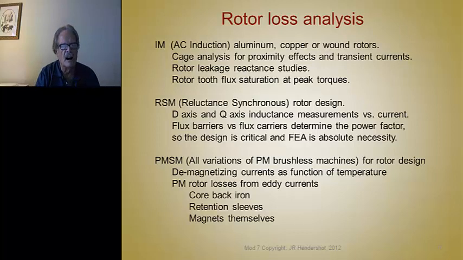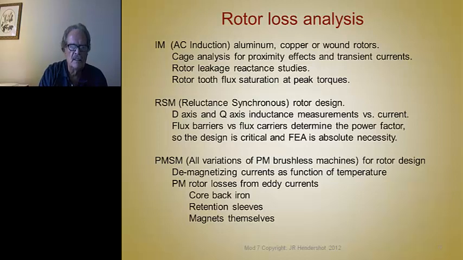Then, of course, for flux vector control of all these machines, accurate predictions of the D and Q axis inductance are very important. And in the case of the reluctance synchronous machine, the saliency ratio is very important, and it's a direct function of this D and Q axis inductance.